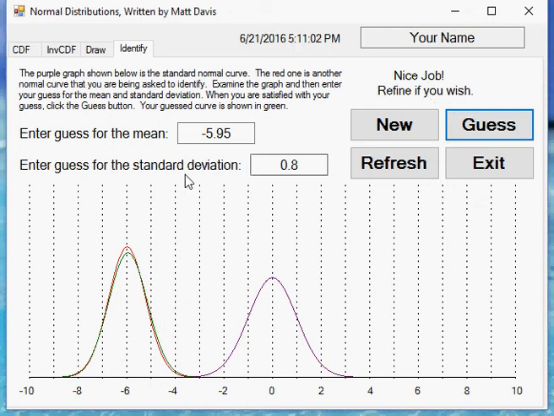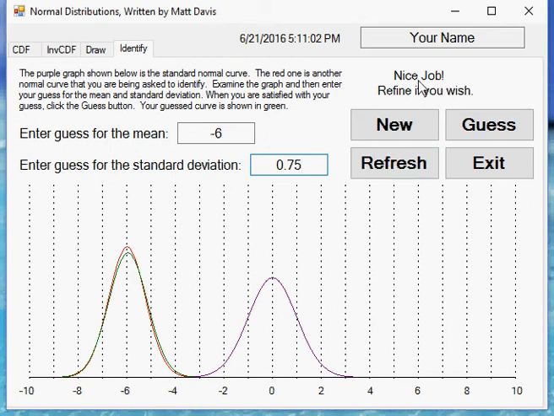I think I may have made a mistake doing the negative 5.95 because my graph looks a little bit to the right. So I think I'm just going to go ahead and change that to a negative 6. But I definitely need to get taller, which means I have to go narrower. We're looking at the green graph trying to make it match the red. So it needs to go up higher, which really means it needs to be narrower. So narrower means a smaller standard deviation. Not a big change. I'll just try 0.75 and see what happens.